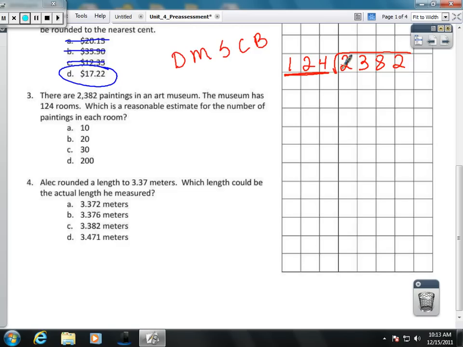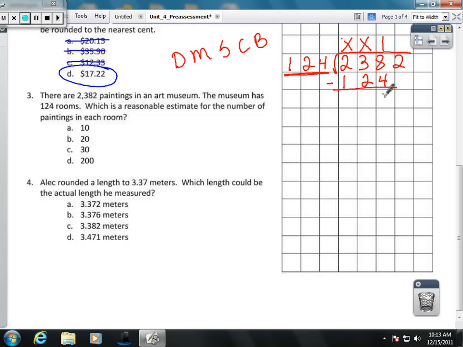So, can 124 go into 2? No. Can it go into 23? No. 124 can go into 238, a total of 1 time. And I know it's 1 because if I doubled this and said 2 times, it would be 248. So that's a little bit too high. So now I can multiply. 1, 2, 4.